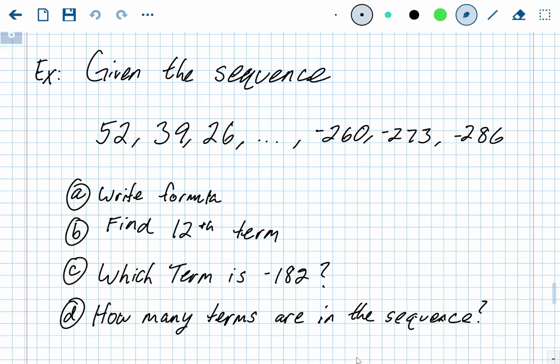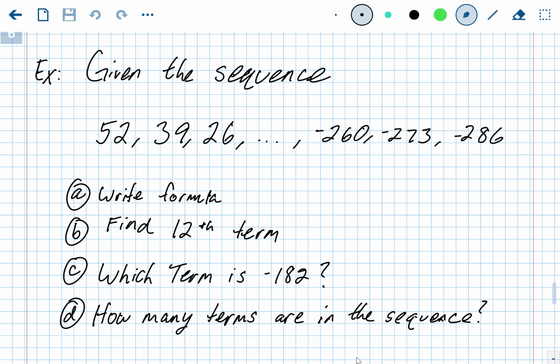Okay, so this last arithmetic sequence example covers every type of problem I could ask you about up to this point. We're given a sequence 52, 39, 26, dot, dot, dot, and then notice that the sequence ends. So this is a finite sequence. There's a beginning, there's a dot, dot, dot in the middle. We don't know how many numbers are in there, but it seems like a lot. And then there's an end.